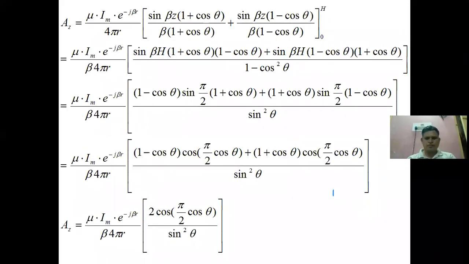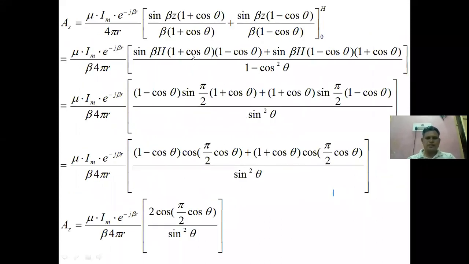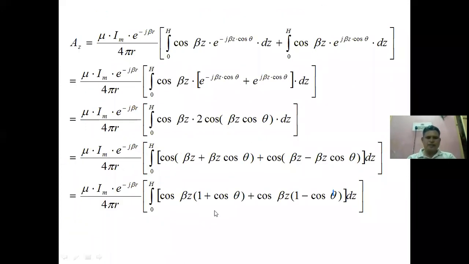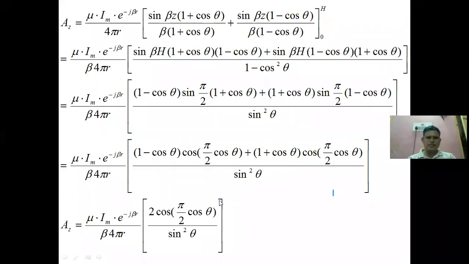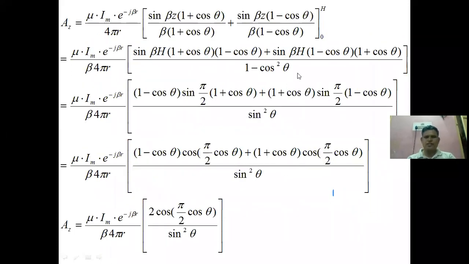Now we have to integrate this with respect to dz. The integration of cos is sin, and again you have to differentiate the inner term with respect to z, so we get β into (1 plus cos θ). Here also, the integration of cos(βz) is sin(βz)(1 minus cos θ), and again you have to differentiate this one, that is β into (1 minus cos θ). That's why we are putting it here.